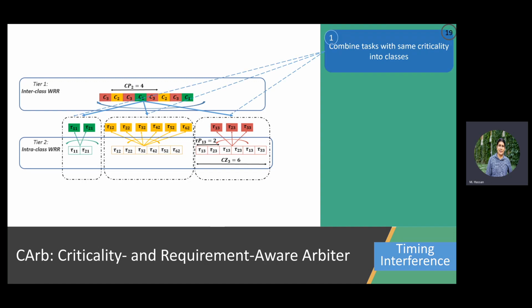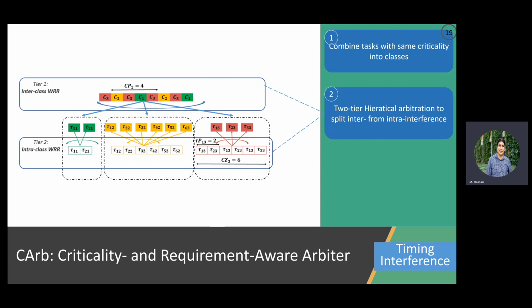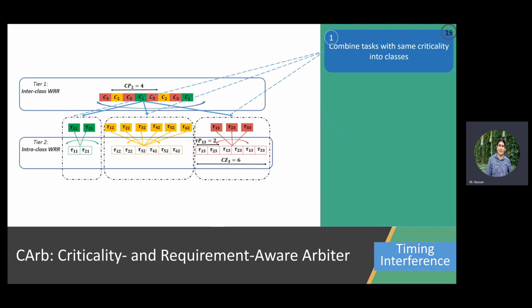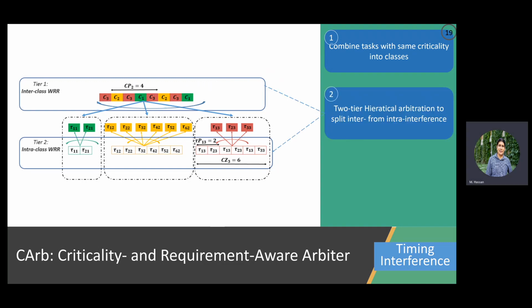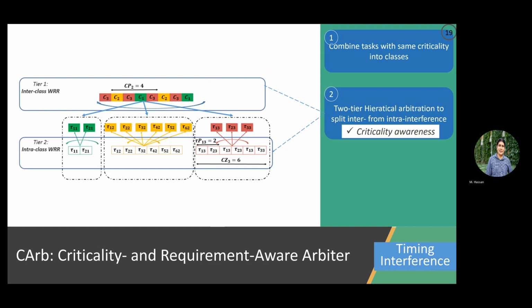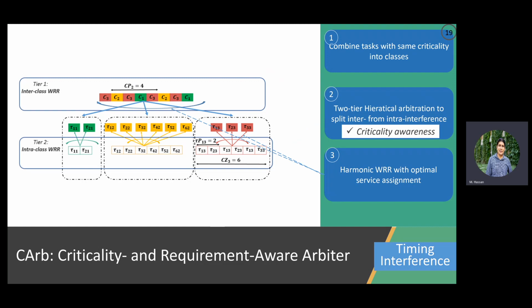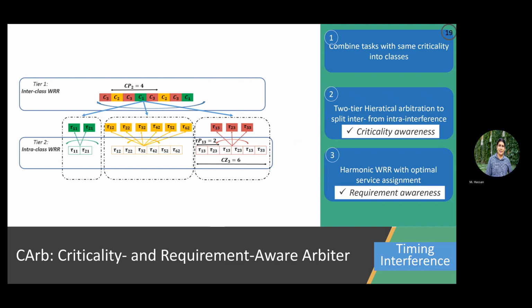Good. You don't need to go into details on this, but I will leave it for your reading. I wouldn't assume you know all the example details because it's a little bit complex, but if someone is interested in how this addresses all the problems we discussed so far, you can look into these main points. As I was saying, you combine tasks with the same criticality into classes and use hierarchical arbitration to split the inter-class interference from the intra-class. Right now you schedule based on criticality, and then within a class, you do a harmonic weighted round robin, which is based on requirements. Good. Is there any question?